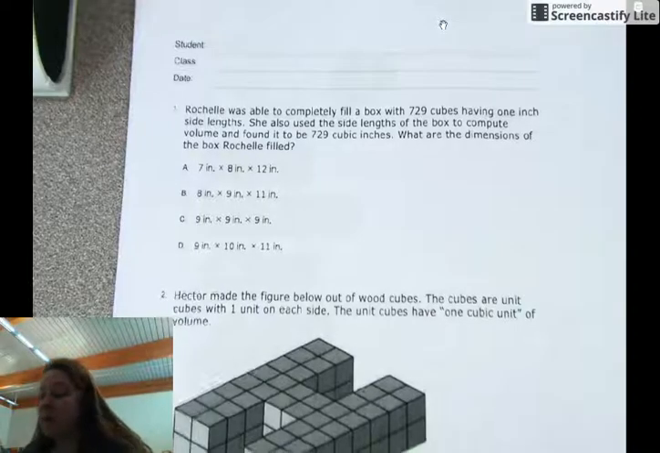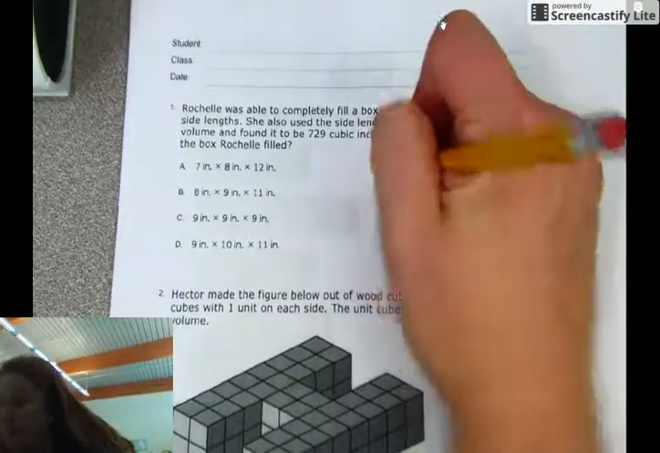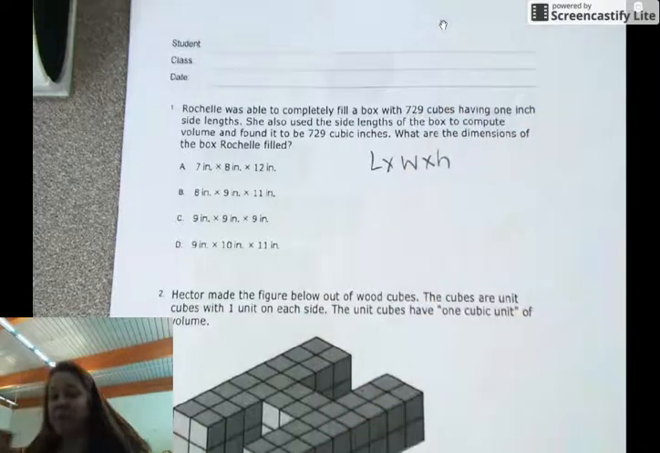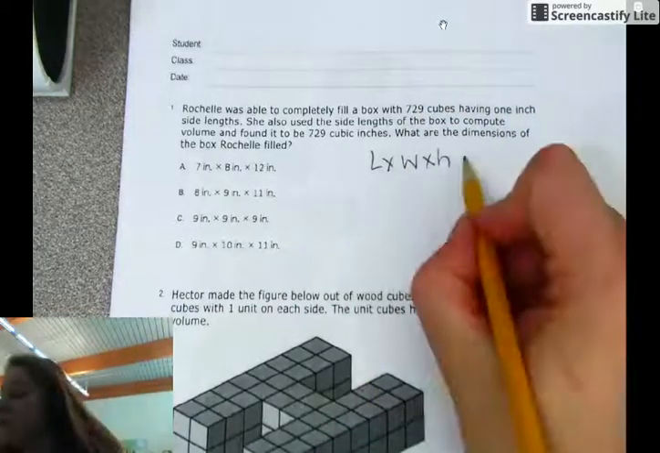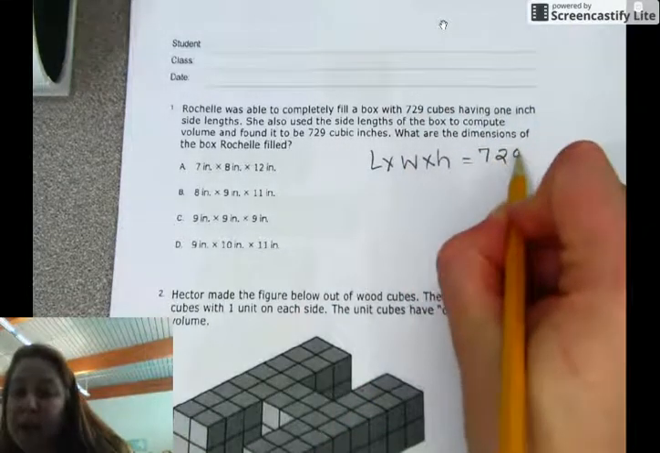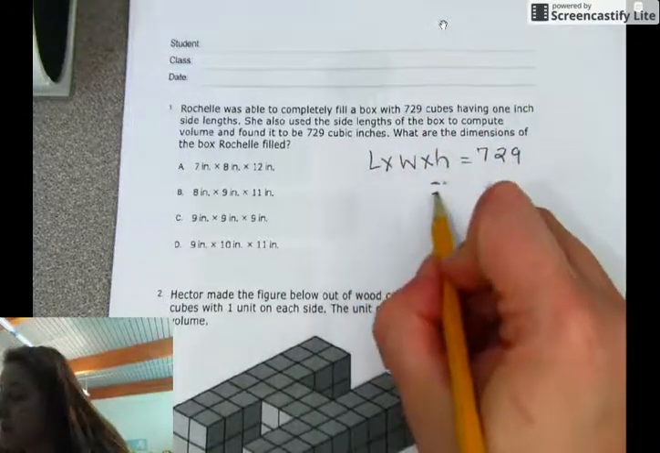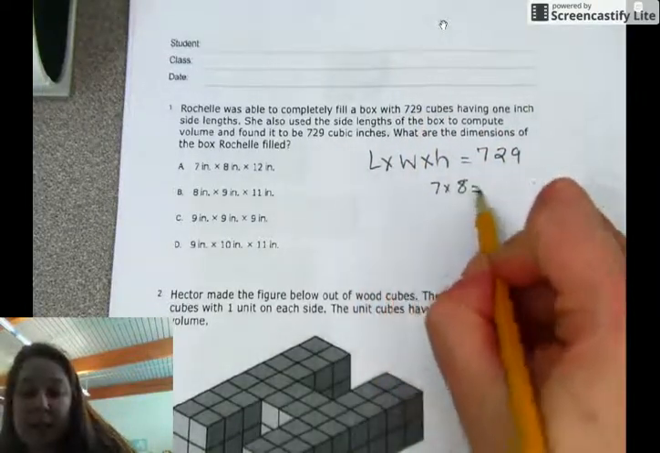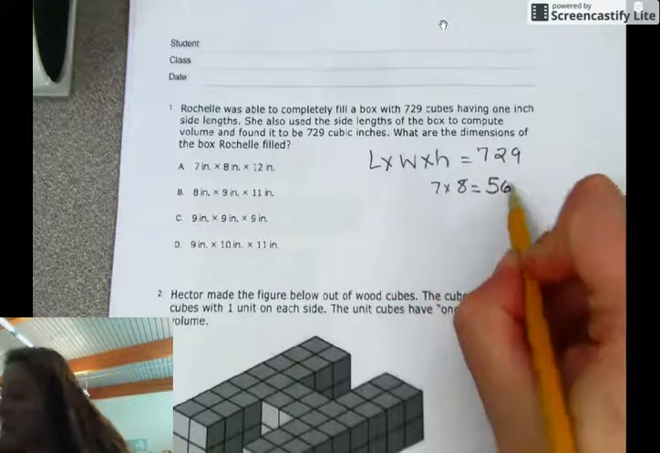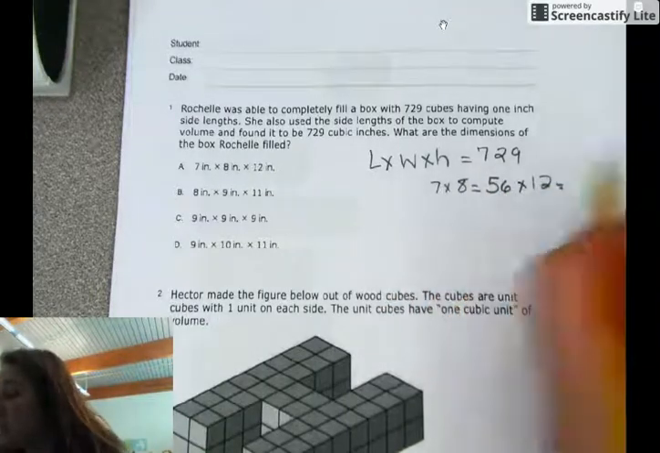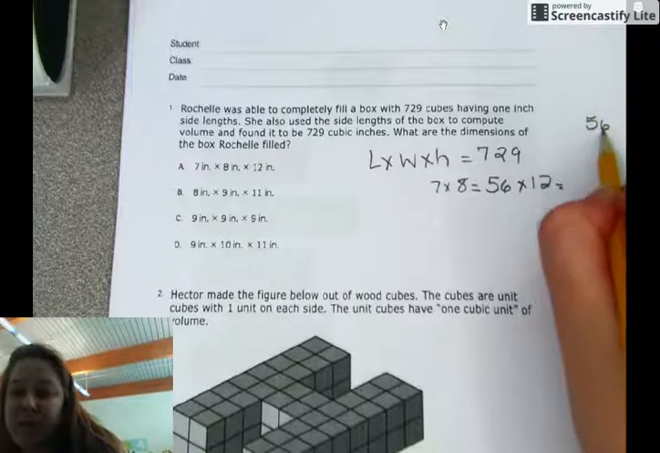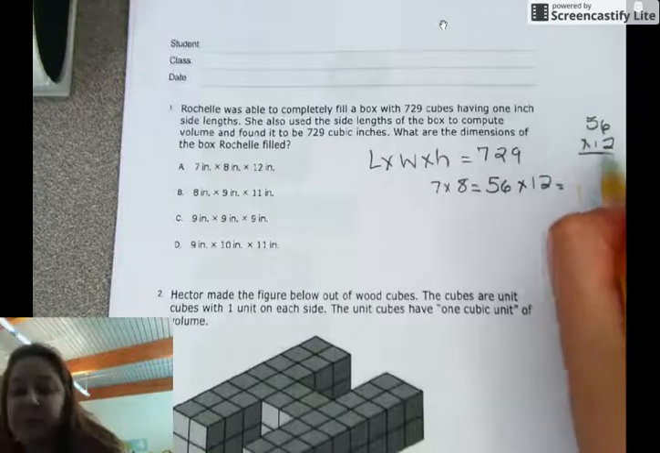So we know that volume means length times width times height. My answer is going to have to equal 729. So I'm going to start with A. I'm going to do 7 times 8. That gets me 56. And then I'm going to times that by 12. I can't do that in my head, so I'm going to take it over here and times it.